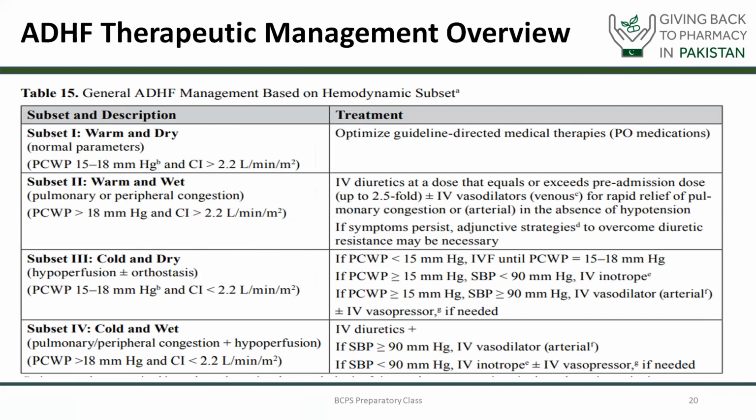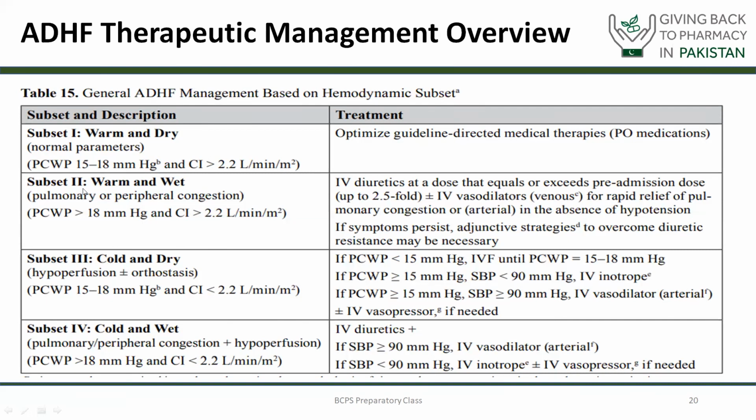In warm and dry, optimized guideline-directed medical therapy, meaning oral medication, is used. This is the normal box, warm and dry. PCWP 15 to 18 millimeters of mercury is normal. Cardiac index is greater than 2.2 liters per minute. Subset 2 is warm and wet, with pulmonary or peripheral congestion. Whenever there is wet, pulmonary capillary wedge pressure will go beyond 18 millimeters of mercury. Cardiac index will be the same again, greater than 2.2.